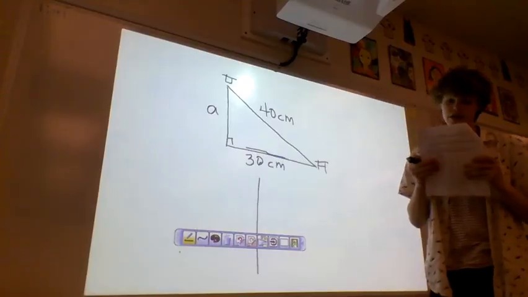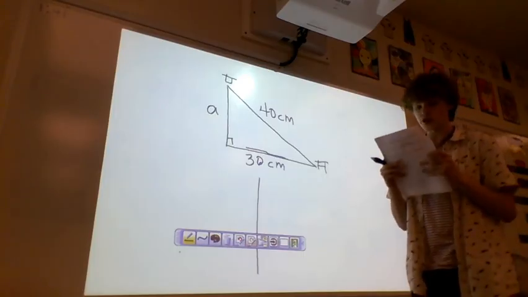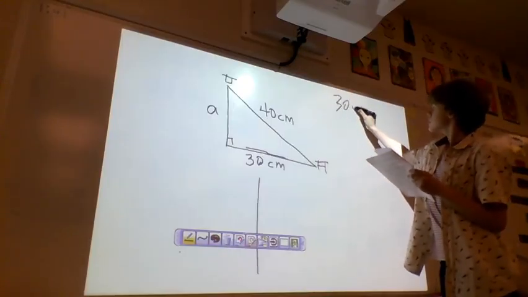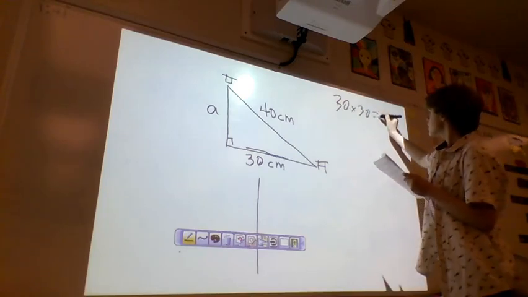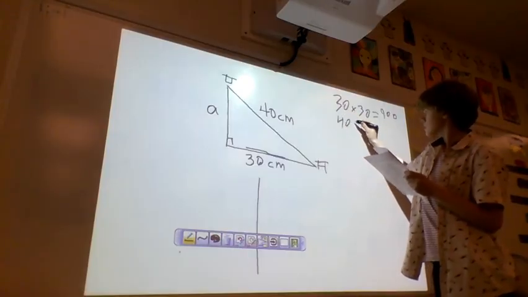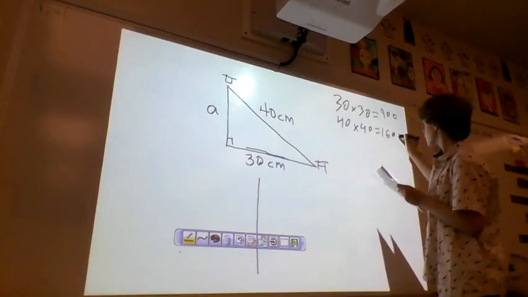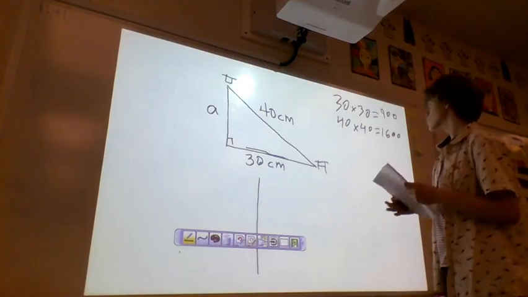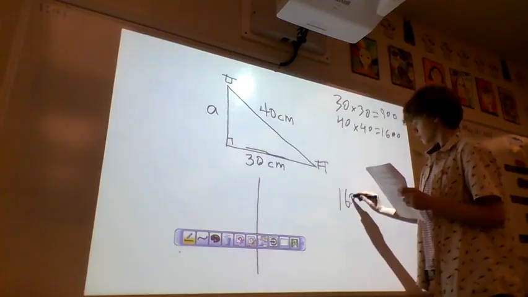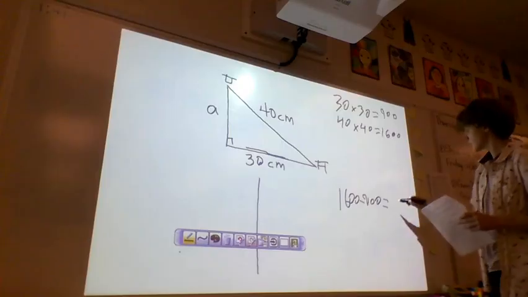To calculate A, we first need to multiply the length of the two sides by themselves, or square them. So, 30 times 30 equals 900, and 40 times 40 equals 1,600. Now all we need to do is subtract 900 from 1,600. 1,600 minus 900 equals 700.